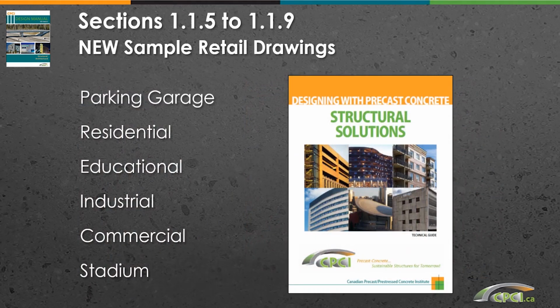The next several slides highlight sections 1.1.5 and 1.1.9 of the chapter. These sections provide excerpts from the CPCI Structural Solutions Technical Guide, which can also be found online at cpci.ca. Included are generic detailed drawings to assist designers with their specifications and drawings, all of which were provided by Dr. Medhat Gabriel of HGS Consulting, editor of Chapter 3.